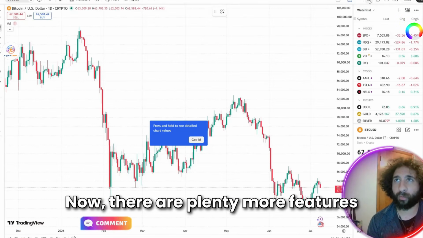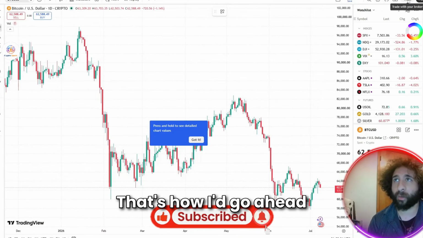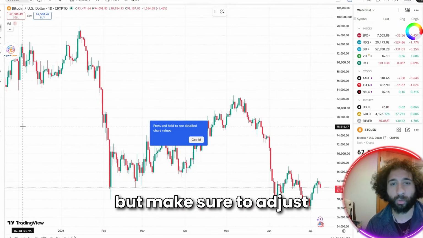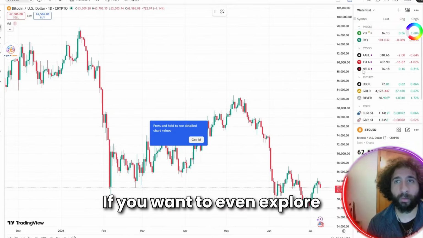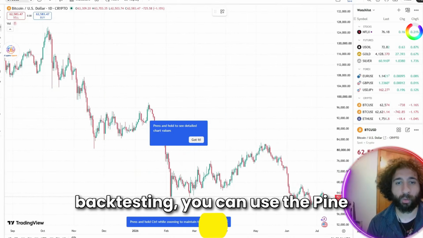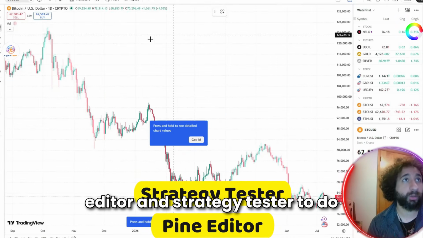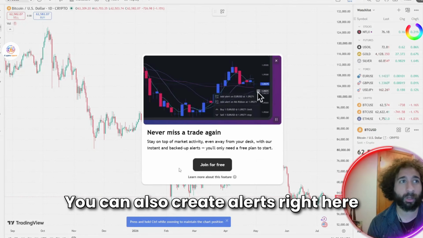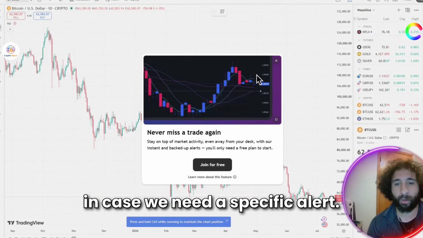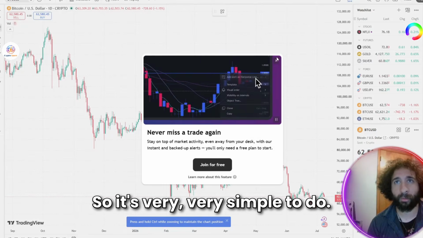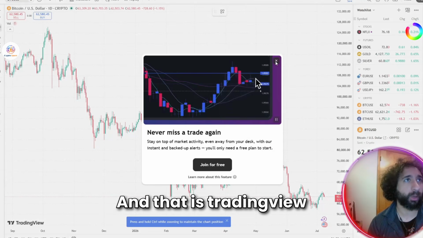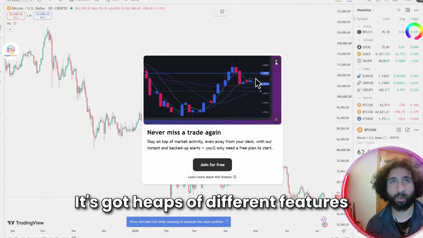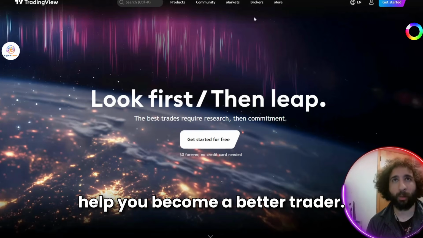Now, there are plenty more features that we could definitely cover. That's how I'd go ahead and start trading. There's heaps more here, but make sure to adjust the candles and the information. If you want to even explore backtesting, you can use the Pine Editor and Strategy Tester to do that, which is an effective way. You can also create alerts right here, in case we need a specific alert, so we're not going to miss that trade. So it's very, very simple to do. And that is TradingView in a nutshell. That's why I like it so much. It's got heaps of different features you can make use of, and they'll help you become a better trader.